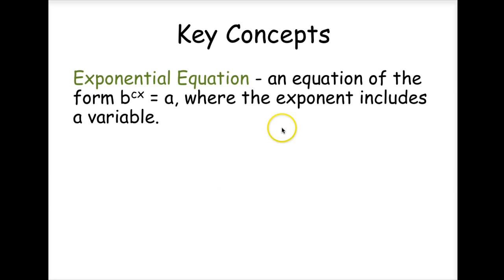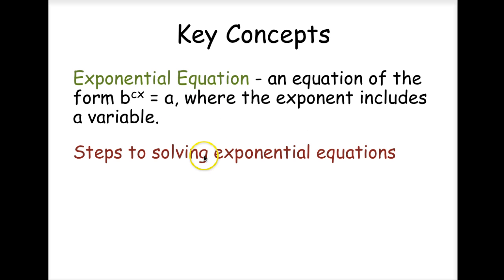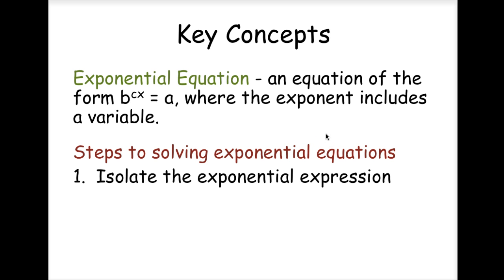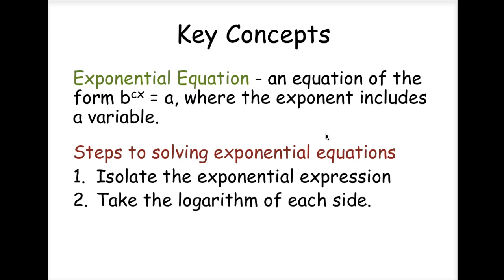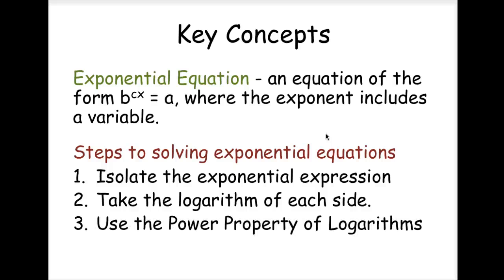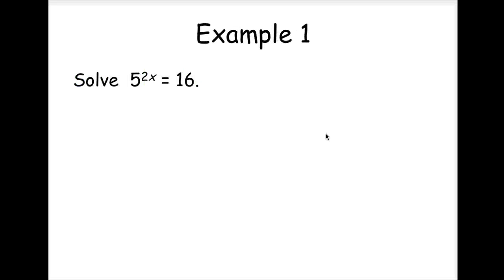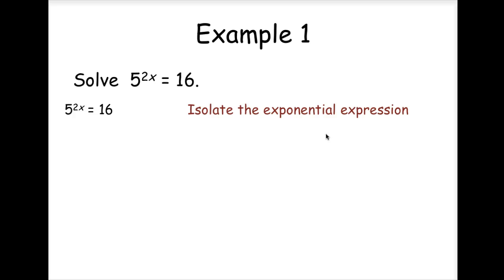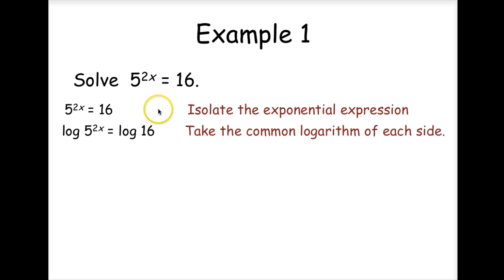Key concepts. An exponential equation is an equation of the form b to the power of cx equals a, where the exponent includes a variable. The steps to solving exponential equations are: you isolate the exponential expression, you take the logarithm of each side, use the power property of logarithms, and then solve. What does this look like? Well, if we use the first step, isolate the exponential expression, there is nothing with this one, so we don't have to do anything different.